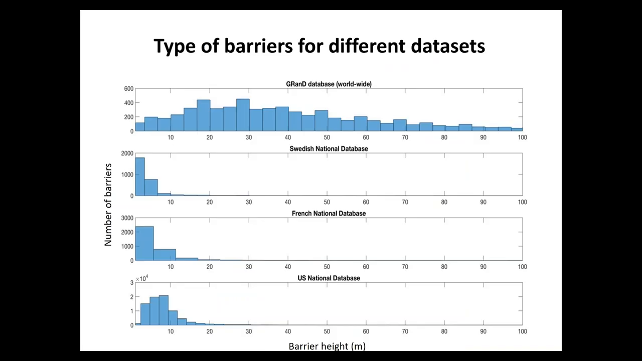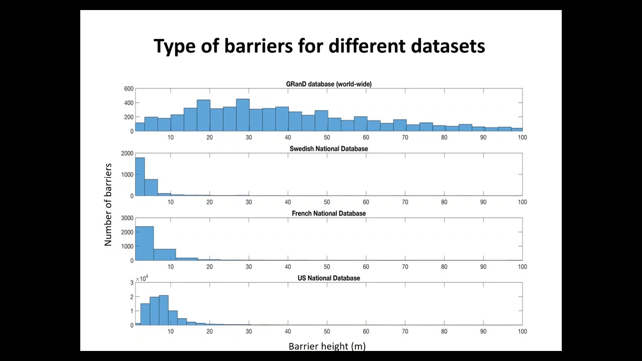So if we compare this situation also in terms of barrier height, the first plot on the top shows the distribution of barriers within different barrier heights for the database available at the worldwide scale, the database that mainly includes barriers higher than 10 meters. And it seems that this distribution is equally distributed amongst different barrier heights. But if we look at the other three graphs, the databases that are detailed, that also include smaller barriers, we can see that the bulk of river fragmentation is because of the presence of small barriers.